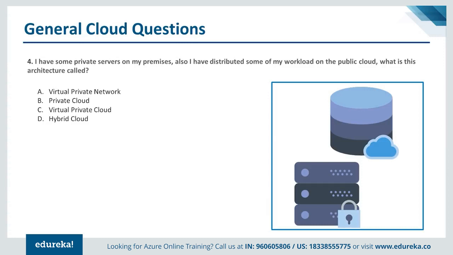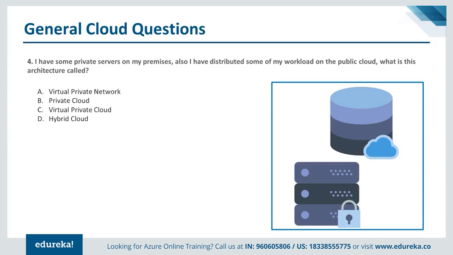Now, a few other questions. The question says, I have some private servers on my premises. Also, I have distributed some of my workloads on the public cloud. What is the architecture called? When you talk about this kind of scenario, these are my options: virtual private network, private cloud, virtual private cloud, and hybrid cloud, okay?